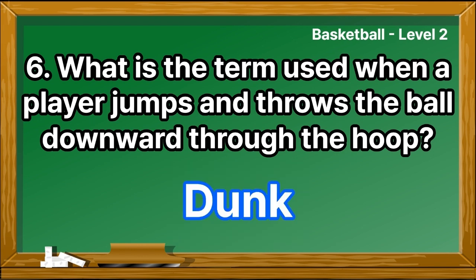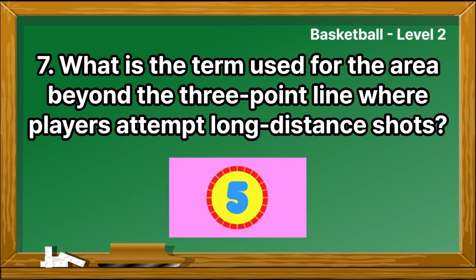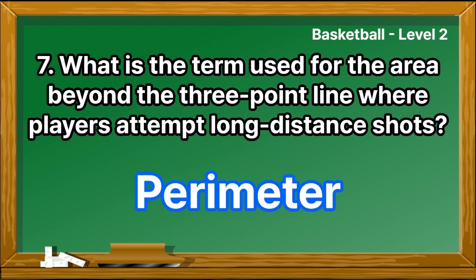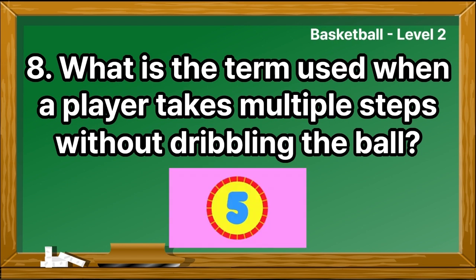Dunk. What is the term used for the area beyond the three-point line where players attempt long-distance shots? Perimeter. What is the term used when a player takes multiple steps without dribbling the ball? Traveling.